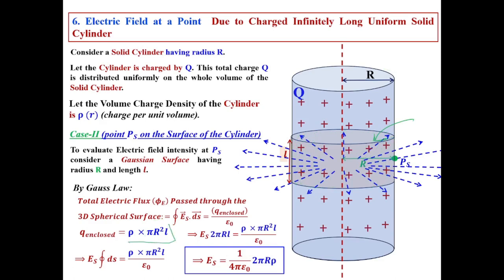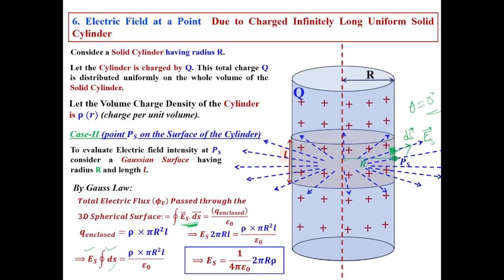Rho into pi capital R square into L. So here you can see the dot product of ES and DS. DS means any surface. Suppose here I am going to consider a small surface DS on the Gaussian surface. The DS direction will be along this direction, which is exactly along with ES, the electric field intensity direction. That means the angle theta between them will be 0 degree. So the dot product, if we consider cos 0, will be 1, and this will be nothing but ES into the surface integration of DS.